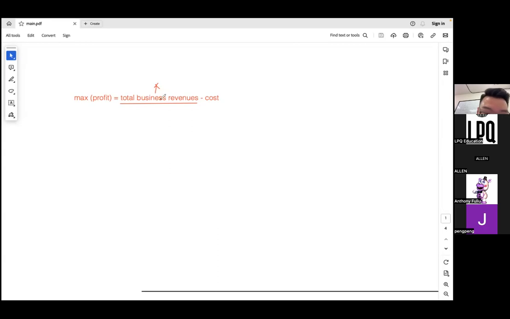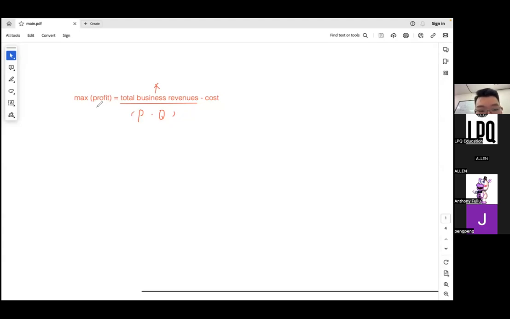To calculate business revenue is actually a product of just P and Q. Super easy. Total business revenue is equal to P times Q. P is the price of your product, and Q is how many units you can produce and sell, the quantity of output. So business revenue equals P times Q. It's the product of P and Q.